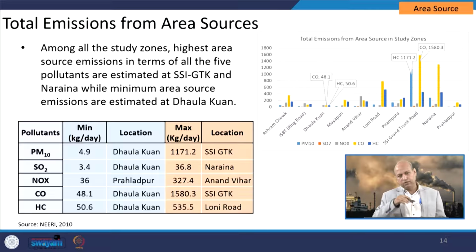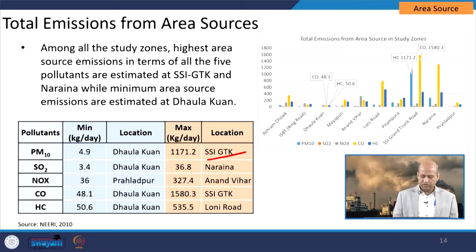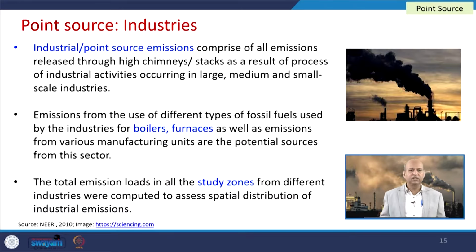And pollutant wise, like PM10, maximum emission was from these small scale industries in Grand Trunk Karnal Road, and the NOx emissions were more in Anand Vihar, and the CO emissions were again from these small scale industries Grand Trunk Road. So, that way different locations have been identified where maximum emissions are there and where minimum emissions are there.